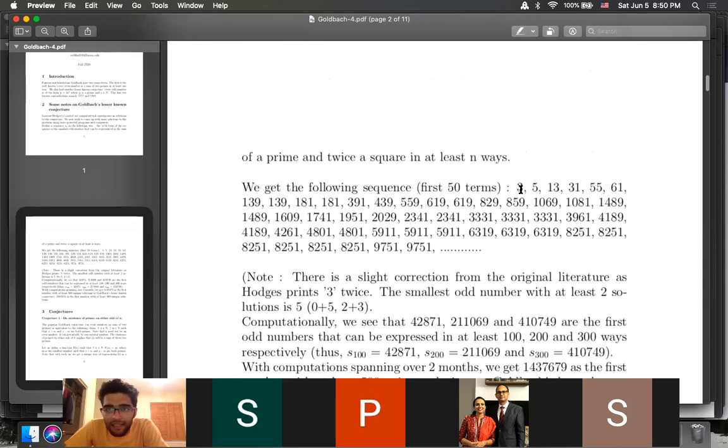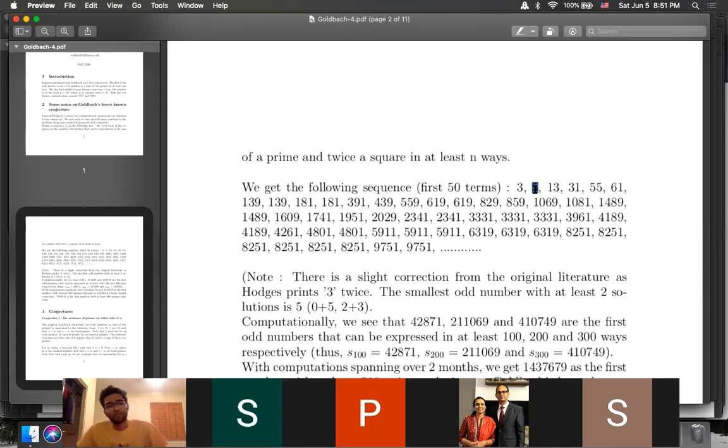So look at this. 3 is the first number, the first odd number. It can be written as a square times 2 plus a prime in only one way, I think. So he considers this as 2 times 0 plus 3. 0 is a square number, right? So you can write it as 2 times 0 plus 3. That's the only way you can represent this as a prime plus twice a square. The number 5 can be written as prime plus twice a square 2 times.